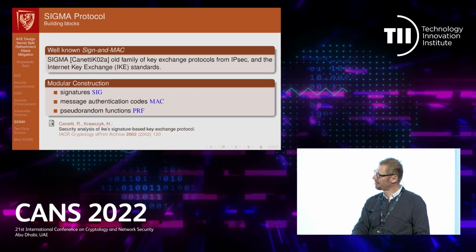And for this we have such building blocks, like SIGMA, which stands for Sign and MAC. It's a 20-year-old protocol by Canetti and Krawczyk, which is based on secure signatures, secure message authentication codes, and pseudorandom functions. Actually, we need non-invertibility of the function.